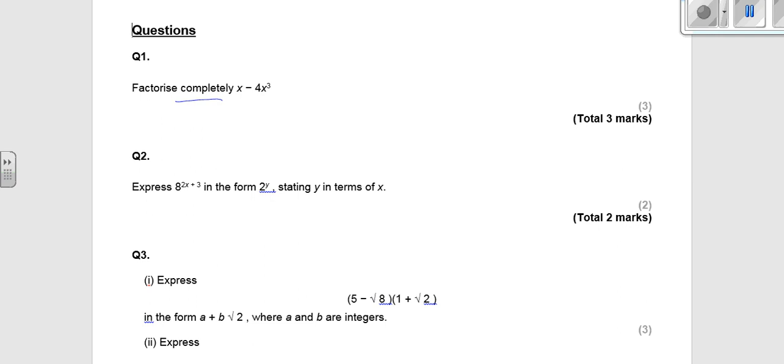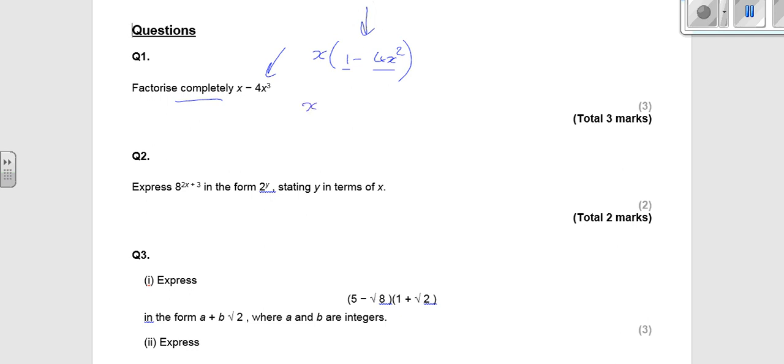The fact that it says completely means that there's more than one step. So if you've got a cubic, the first thing you always do is you take out an x. So that's going to be x bracket 1 minus 4x squared. Now there's got to be another step. What you've got to realise here is that this thing is the difference of two squares. 1 times 1 equals 1. 2x times 2x is 4x squared.